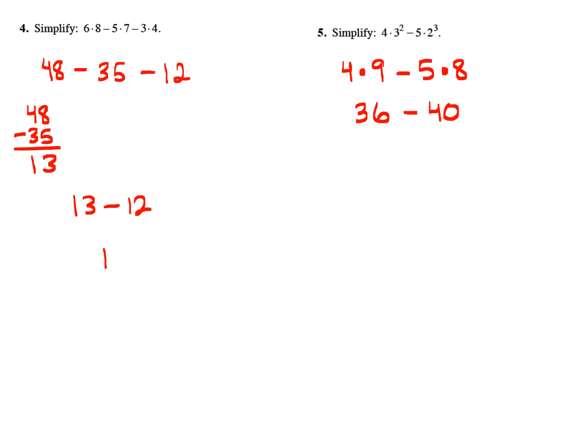Good. Yep, now we change it because 36 minus 40, not something we could do. So let's change that to addition, put a little -40 there, and see if you guys can do this in your head real quick here. You got 36 positives and you got 40 negatives. Who's going to win? The negatives are going to win by 4.